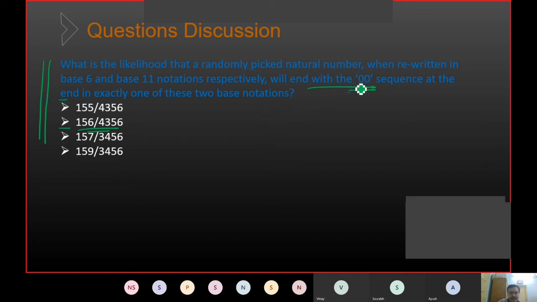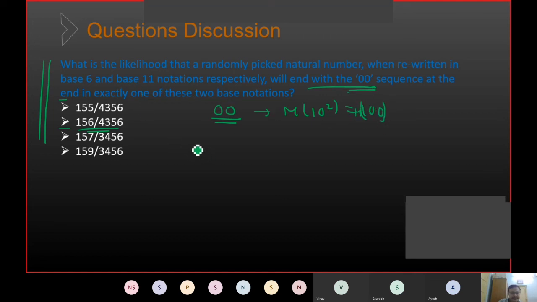So what does ending with the 00 sequence mean? When will a number end with 00 in decimal notation? When it's a multiple of 10 square, that is 100, right?